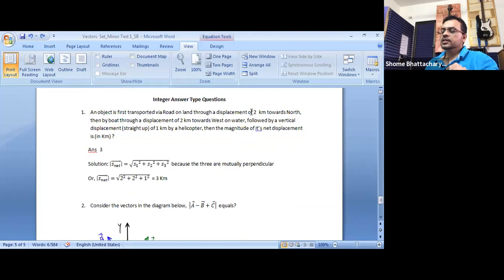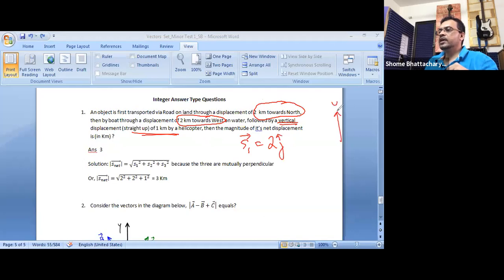So in this question you'll understand that the 3 displacements given are 2 kilometers towards north, and then 2 kilometers towards west, and then vertically up, a vertical displacement of 1 kilometer. So they are mutually perpendicular. You can write S1 as 2 j cap, because you can take y-axis northwards and x-axis eastwards.